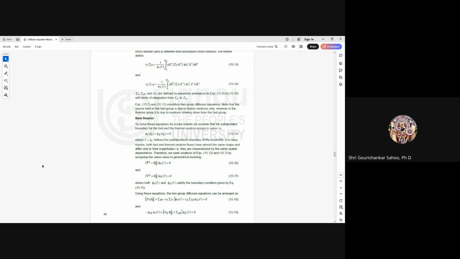Now the two group diffusion equation can be arranged as (D1 Bg square plus sigma R1 minus gamma 1 sigma f1) multiplied by phi 1 of position vector, minus gamma 2 sigma f2 phi 2 is equal to 0. And minus sigma 12 phi 1 plus (D2 Bg square plus sigma a2) phi 2 is equal to 0.